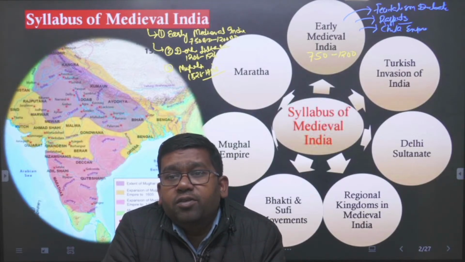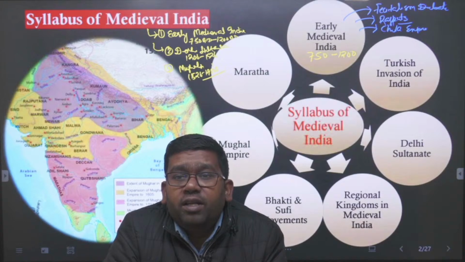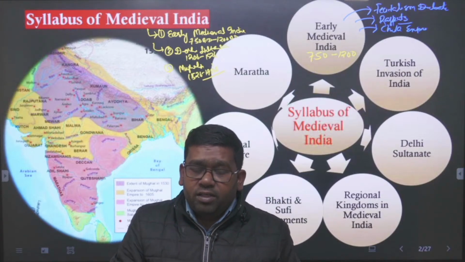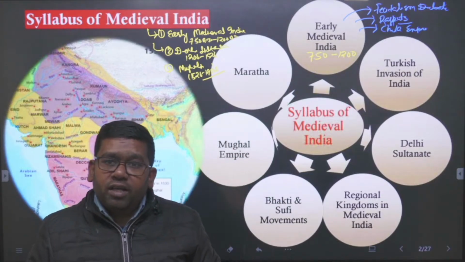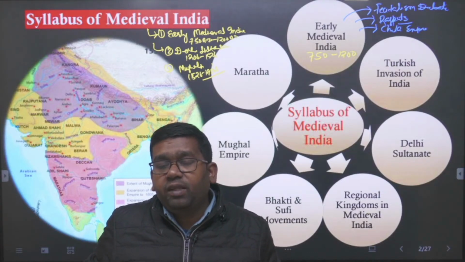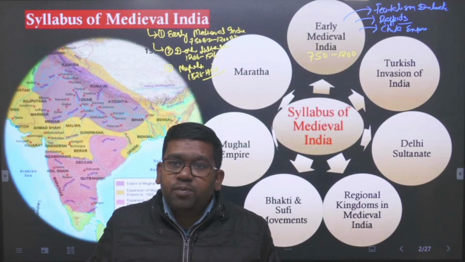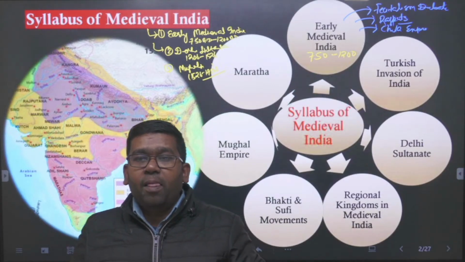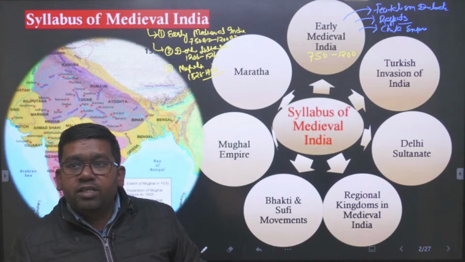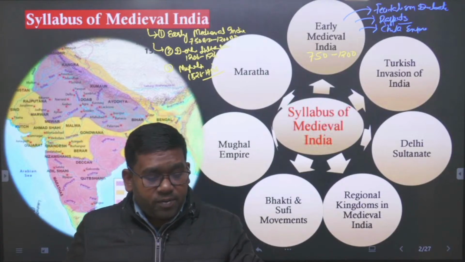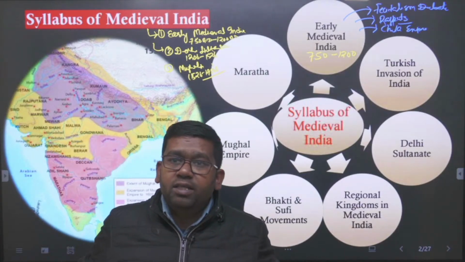In this chapter we also see the main reasons that led to the success of the Turkish in India, and another question we should study here is the main causes behind the defeat of the Rajputs, why they lost. Okay, all right students, so this is chapter 2. Now let us discuss chapter 3, the Delhi Sultanate.